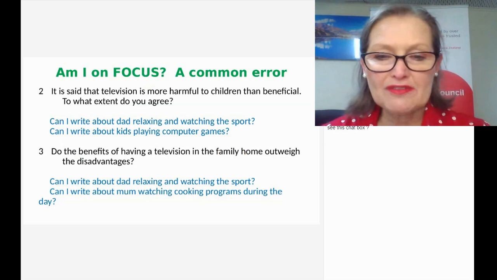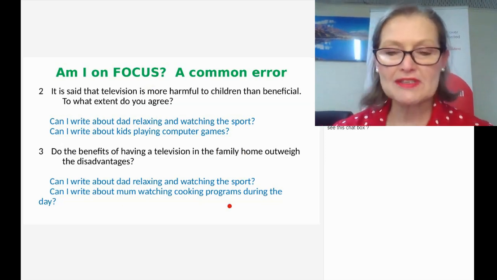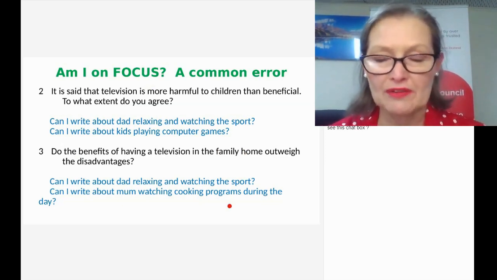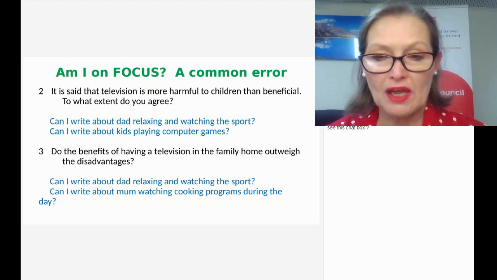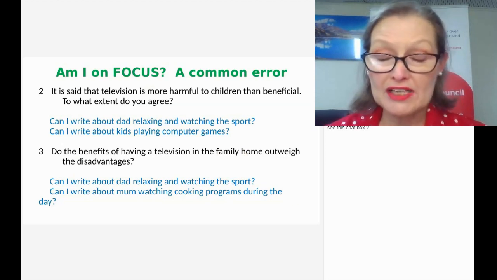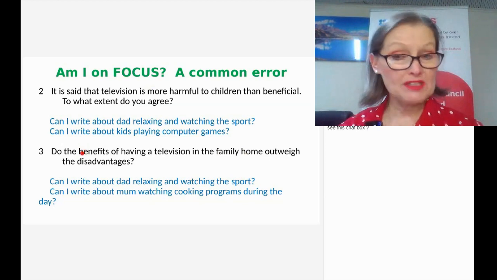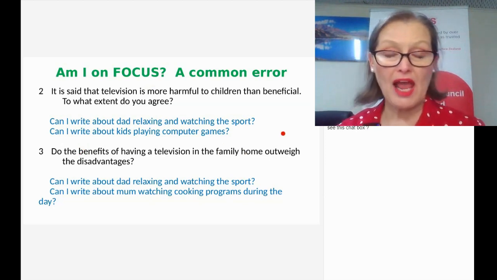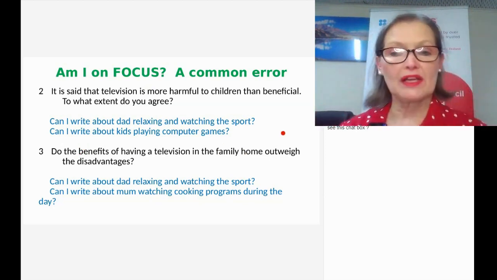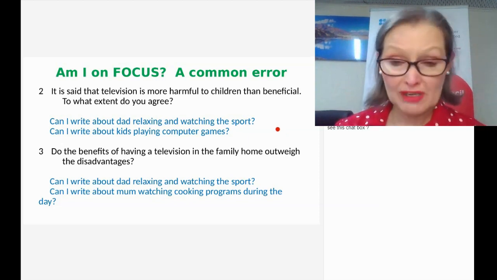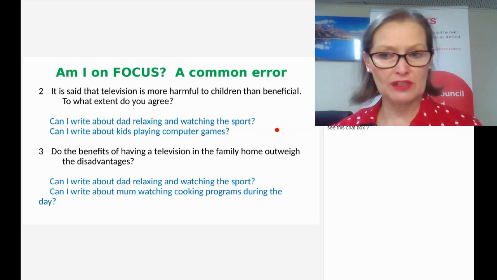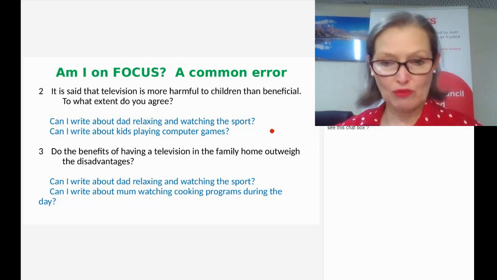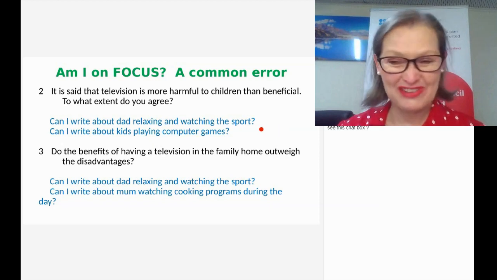I want to ask myself, am I on focus? Because this is a very common error that students make. It is so easy to go off the focus. It's late in the afternoon, we're tired, and we've got a topic. Sometimes we get excited about it, and we can very easily go off focus. I do it myself too. I write a whole essay for my students, and then I look at it the next morning and I go, oh my goodness, I'm off focus. So it happens very easily.